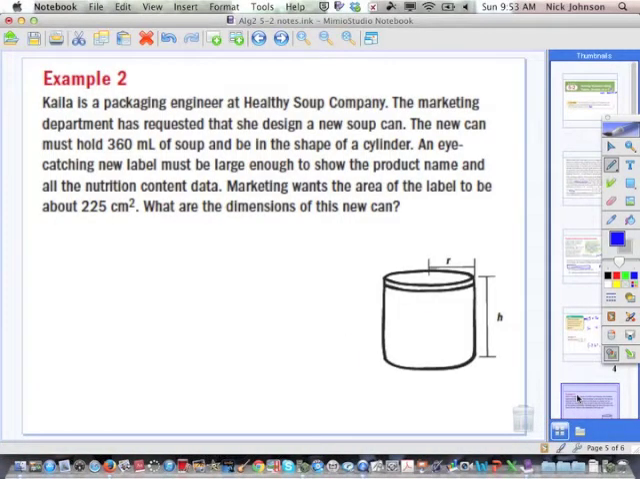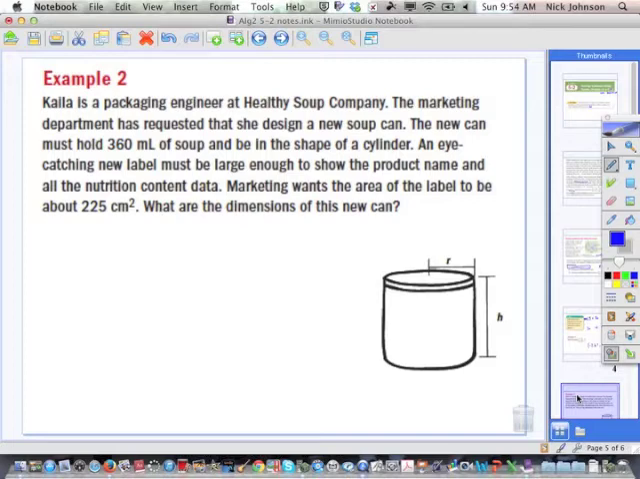Example 2 says, Kayla is a packaging engineer for Healthy Soup Company. The marketing department has requested that she design a new soup can. The new can must hold 360 milliliters of soup and can be the shape of a cylinder. An eye-catching new label must be large enough to show the product name and all the nutrition content data. Marketing wants the area of the label to be about 225 centimeters. What are the dimensions of this new can?